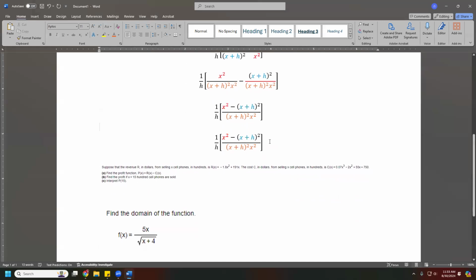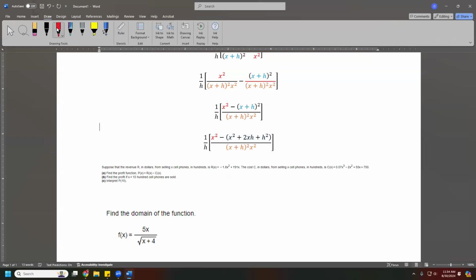Okay, now I need to expand out this parentheses. Essentially, I'm not done simplifying yet, right? But the way that I expand this out is just using FOIL. So this is going to be x squared plus 2xh plus h squared. And what I'm really doing there, I didn't write it out, but what I'm really doing is x plus h times x plus h.